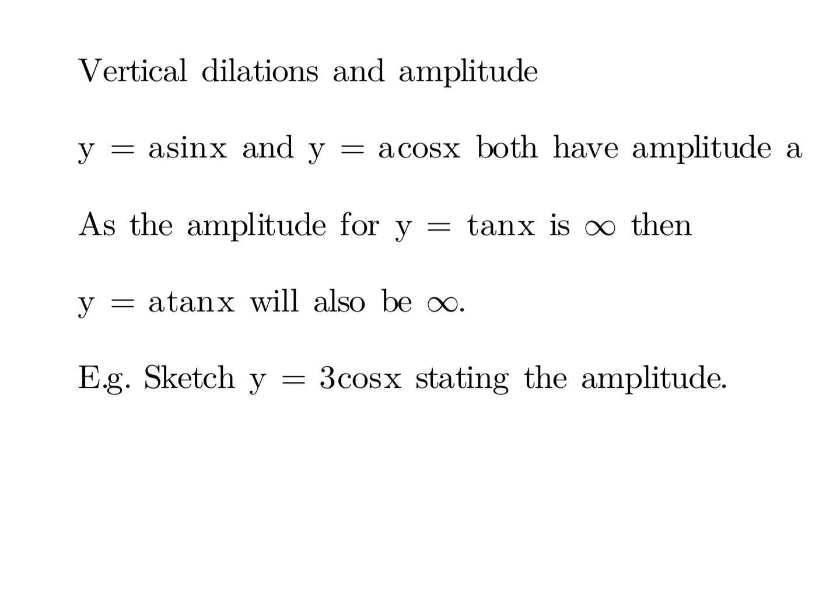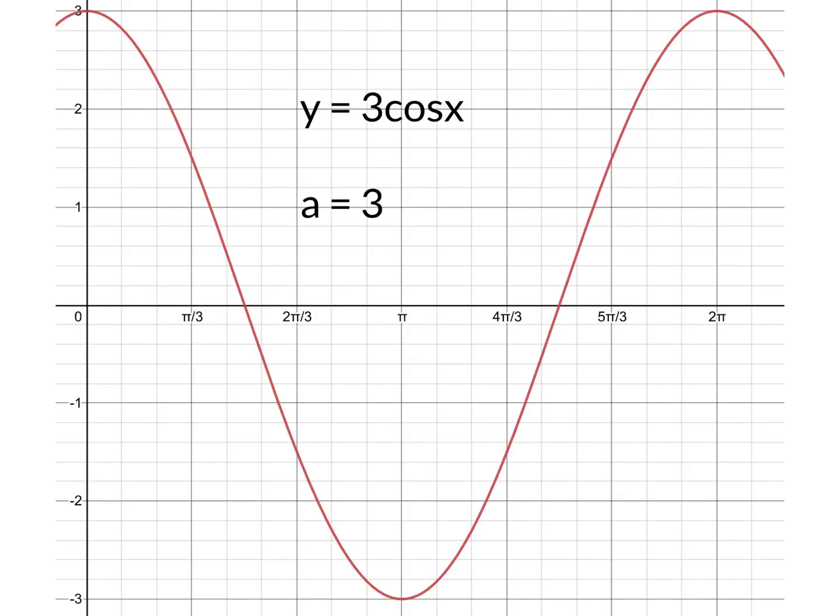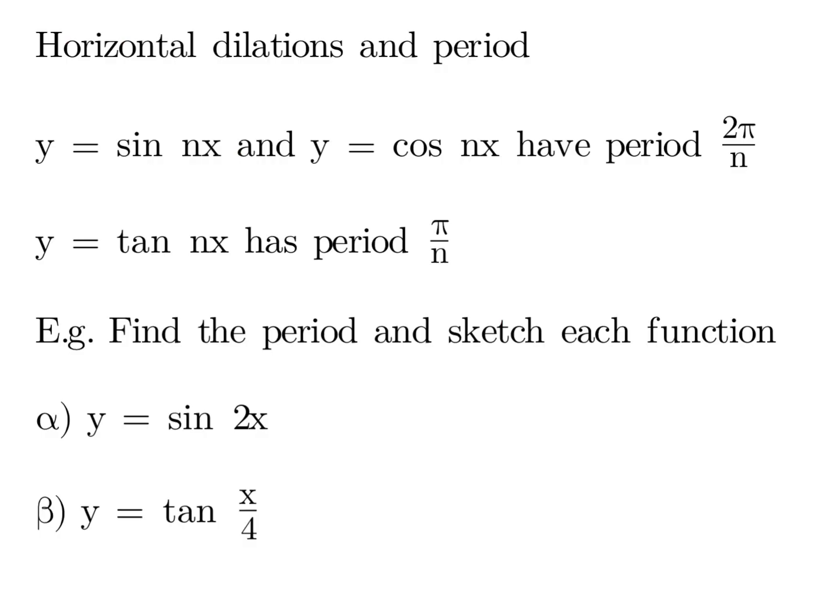So let's sketch, as an example, 3 cos x. Notice that the 3 is in front, so that's going to be our amplitude. So we're going to have a normal cos curve with the maximum being 3 and the minimum being negative 3. So you can see our normal cos curve, we start at 3. Its period is 2 pi, so next time it repeats itself is also at 3 at 2 pi, and it's got that amplitude of 3.